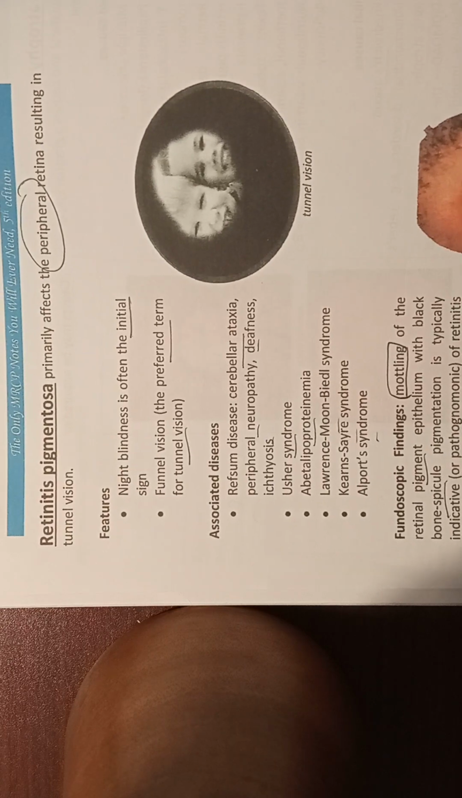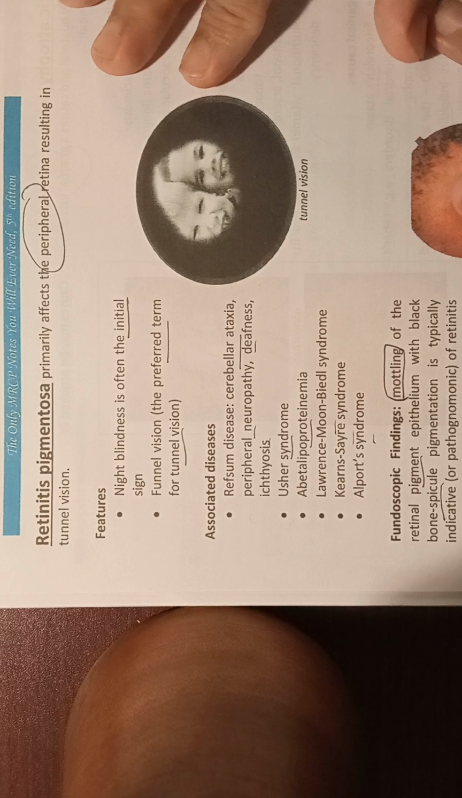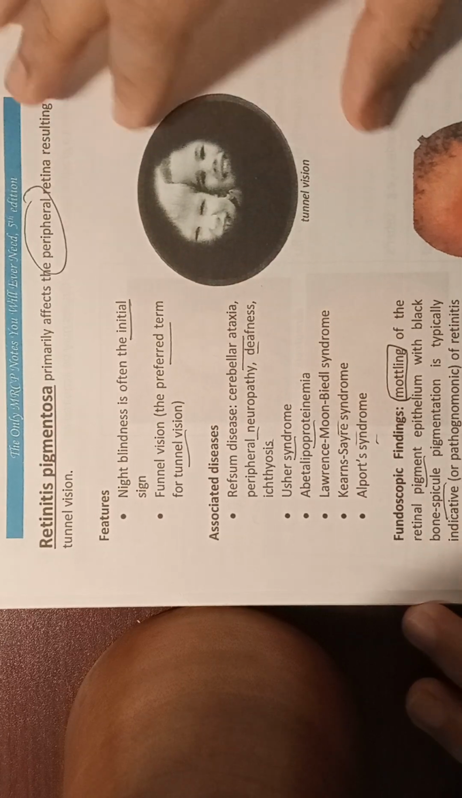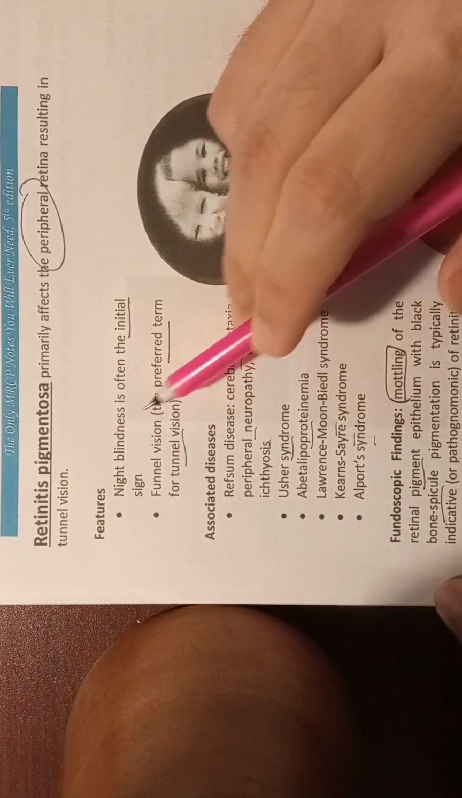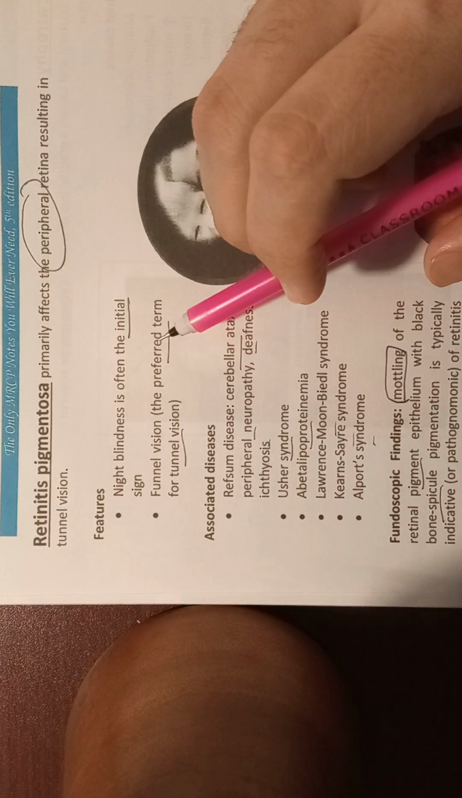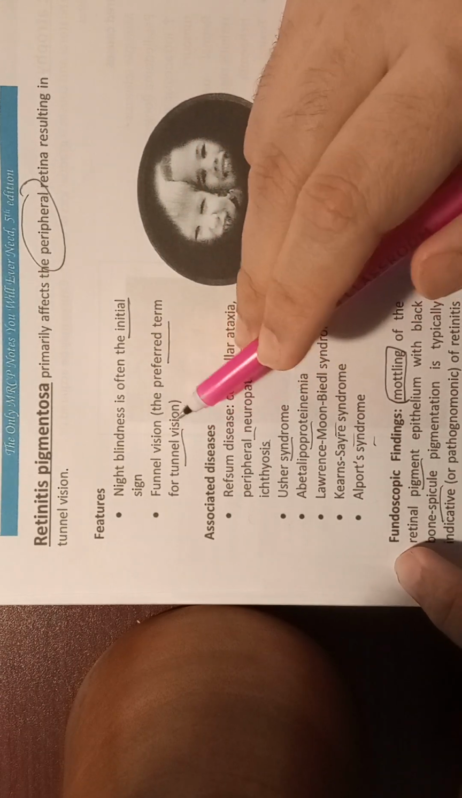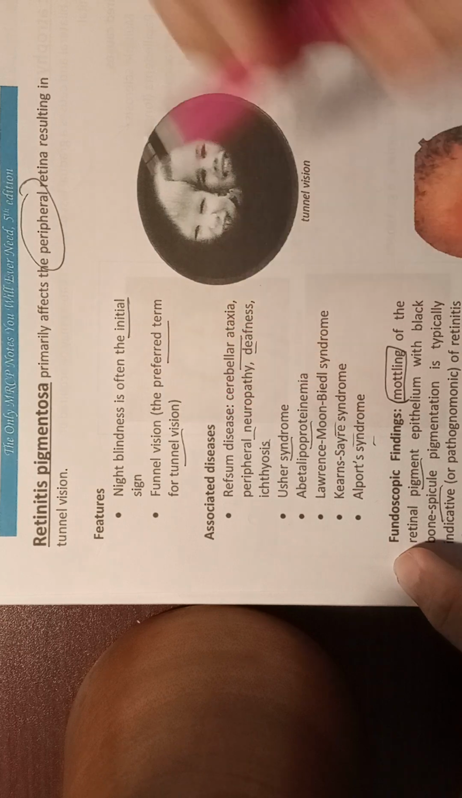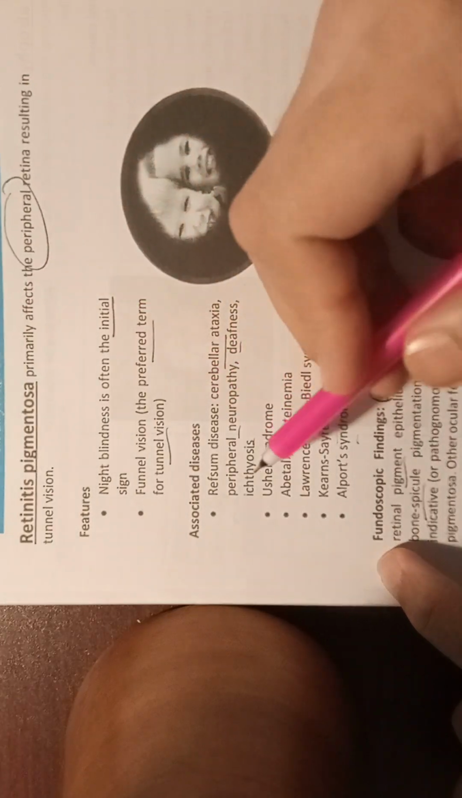Okay, next is retinitis pigmentosa. This one is the opposite of macular degeneration. It primarily affects the peripheral retina, resulting in tunnel vision, and night blindness is often the initial sign. Funnel vision is sometimes used for tunnel vision, since you see only the center from the funnel.